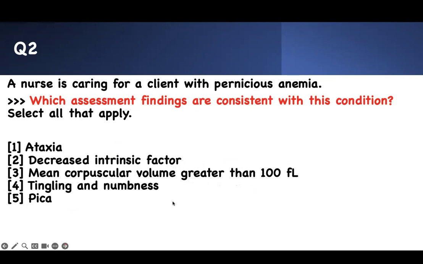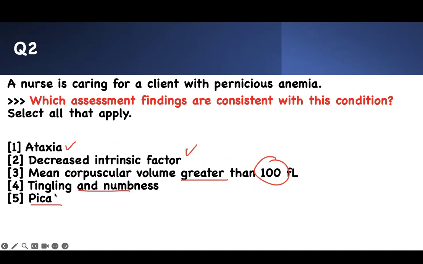The next question is the same. All of them are select all that apply. Which assessment findings are consistent with this condition? Select all that apply. And this is caring for a client with what? Pernicious anemia. This is a B12 deficiency. What do you expect? Ataxia, decreased intrinsic factor, MCV of 100 or greater than 100, tingling and numbness, and pica. Stop the video, pick your answer.